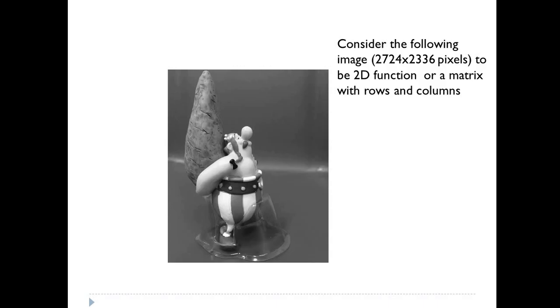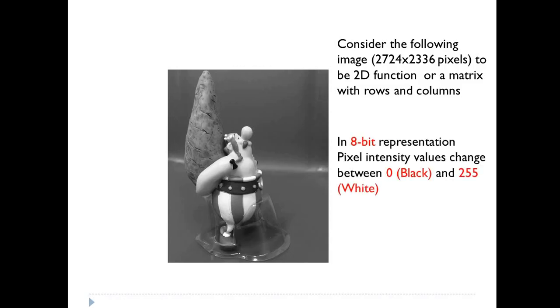Now let us go to an example. Let us consider the image shown in the figure. Let us consider the size of the image is 2724 cross 2336 pixels, which means mathematically this has 2724 rows and 2336 columns. This is fundamentally a two-dimensional function represented using rows and columns, which means this is a matrix. So, an image is represented by a matrix. Now, location is in terms of rows and columns.